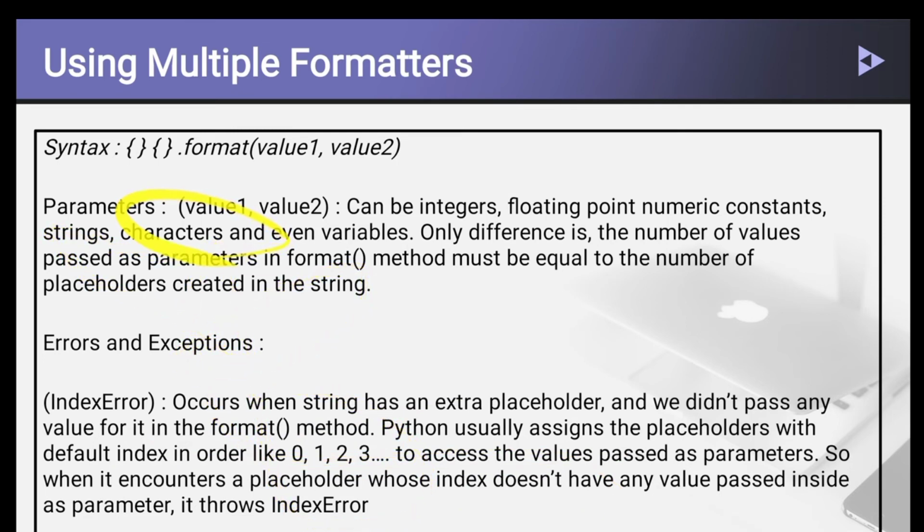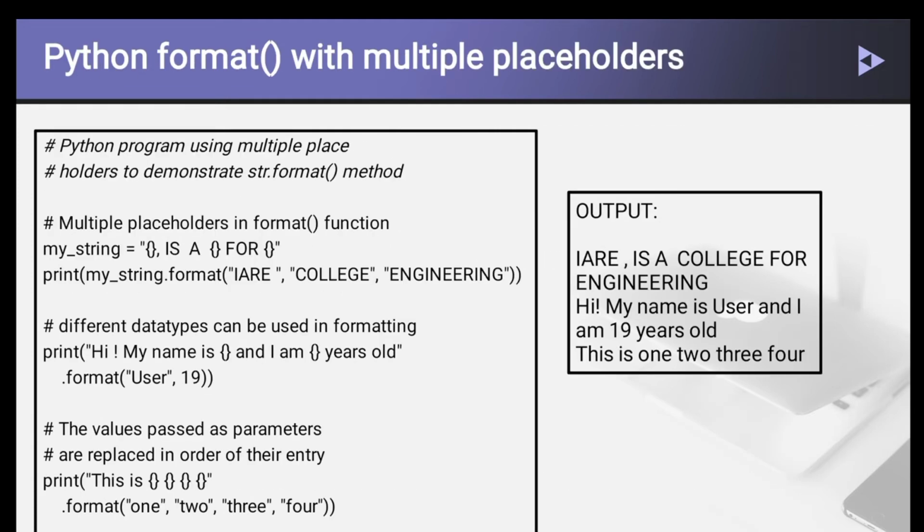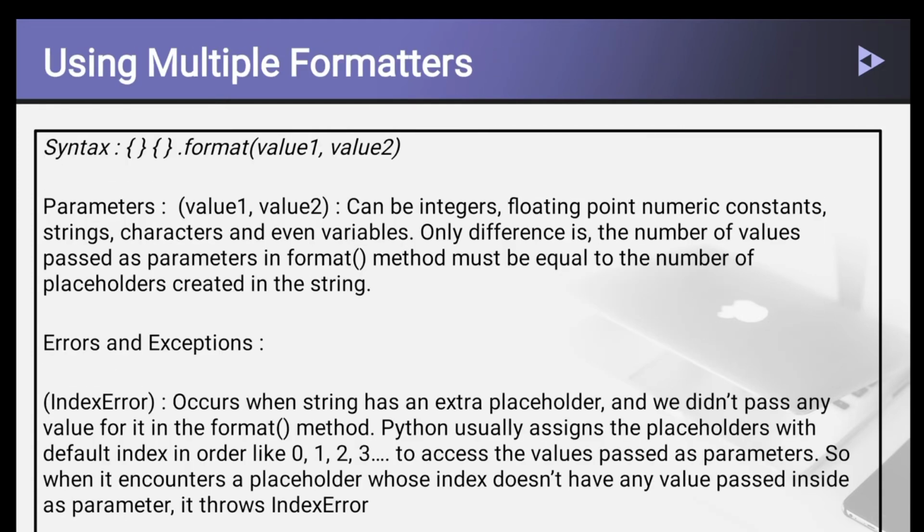This is the basic syntax, and the parameters can be any values: integers, strings, floating points, constants, or even variables. The only difference is that the number of values passed as parameters in the format method must be equal to the number of placeholders created. This is the major point. If the number of curly brackets and the number of values passed are not equal, there occurs an error.